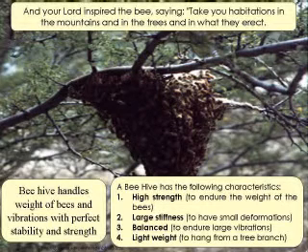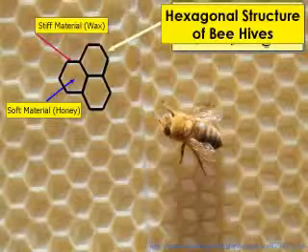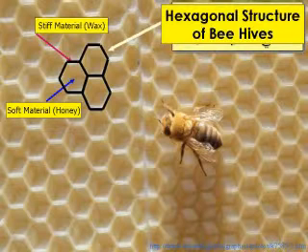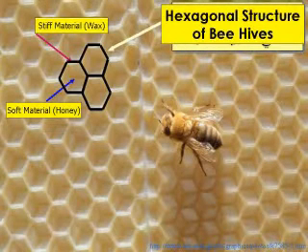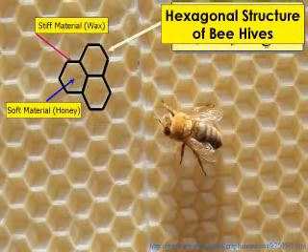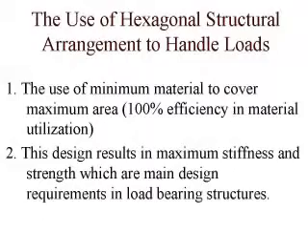So, when we study the beehives, we see that it has a characteristic hexagonal structure, where it has a soft material, honey, and it's surrounded by stiff material, wax. So this hexagonal design for structures, Allah God Almighty teaches us the optimal design. Now, if we further analyze the design of beehives, we see that it's optimal design for a structure, such that it uses minimum material to cover maximum area, which means it has 100% efficiency in material utilization. This design results in maximum stiffness and strength, which are main design requirements in load-bearing structures.